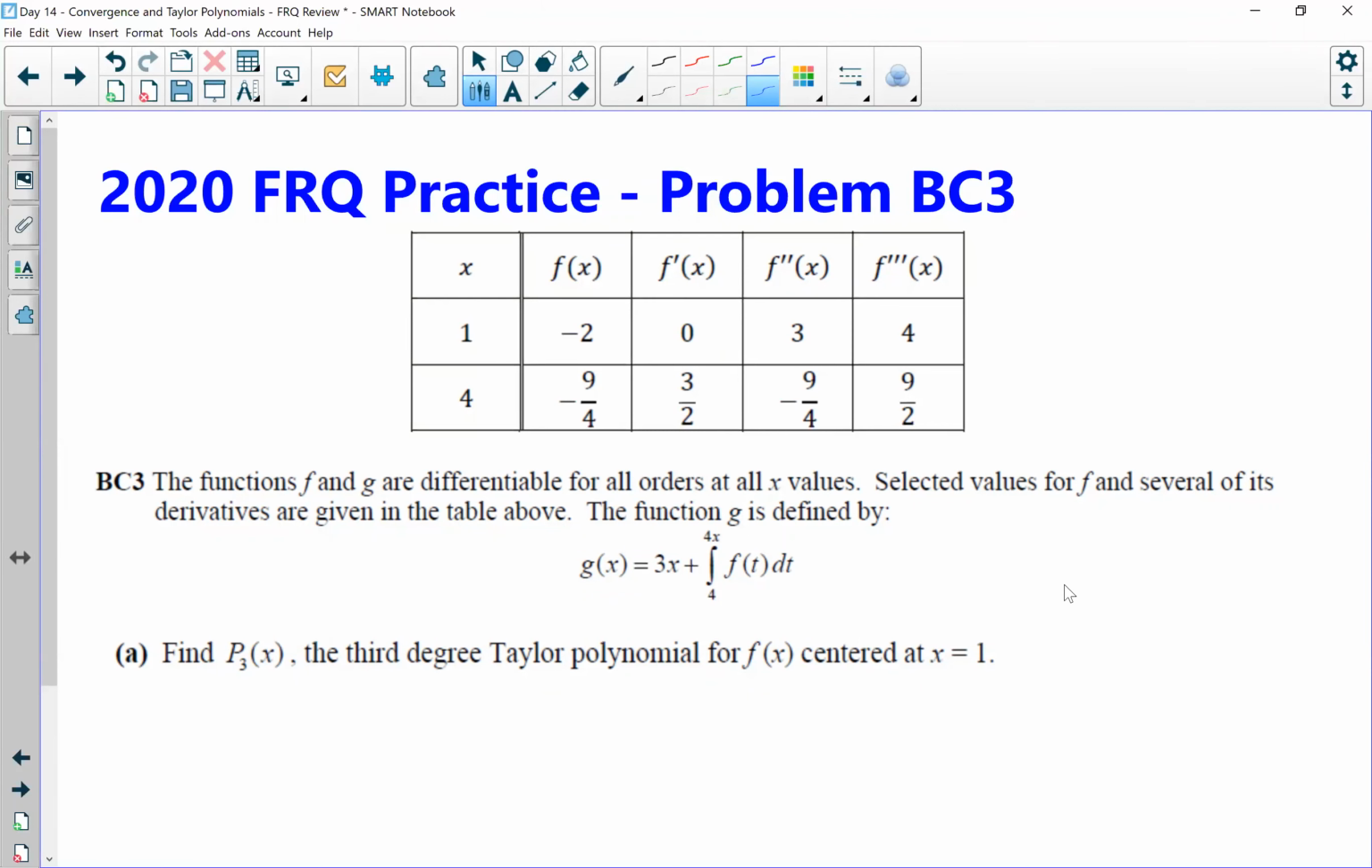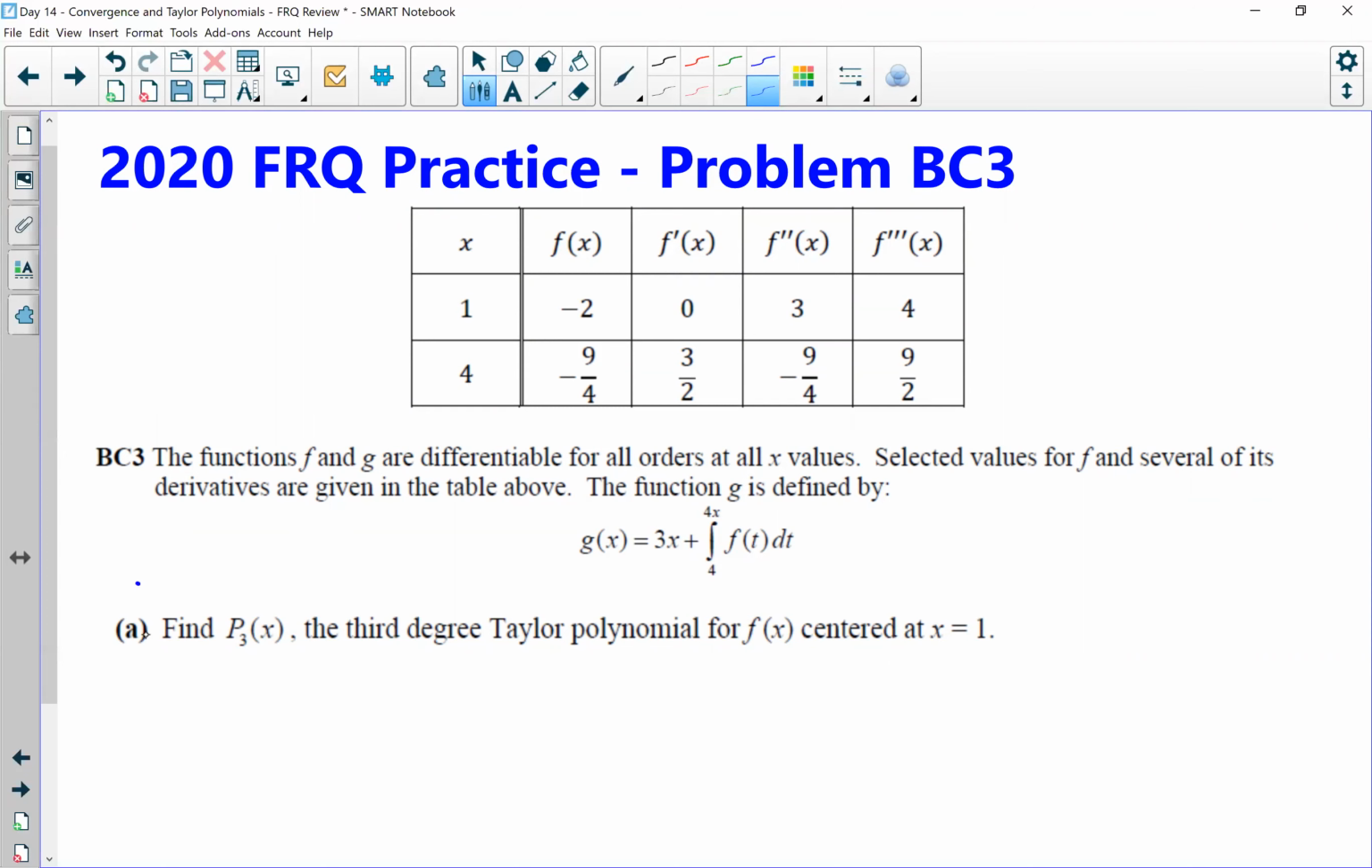And so this one starts out with a Taylor polynomial. The first 2 problems that we did started off with convergence tests, but here we're given a table with lots of different values of f and f prime and f double prime and f triple prime at 2 different x values, x equals 1 and x equals 4. And then we're told in the stem that f and g are differentiable for all orders at all x values. We've seen this phrase come up a couple of times, differentiable for all orders.